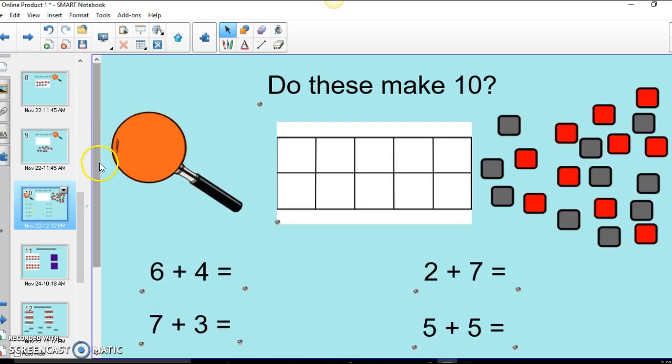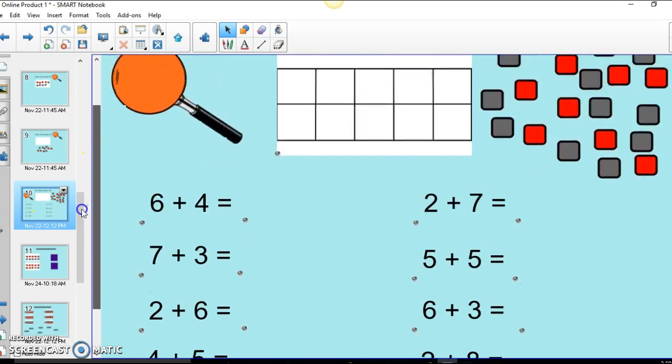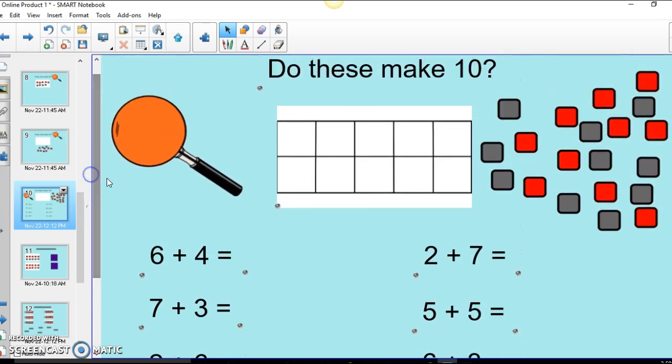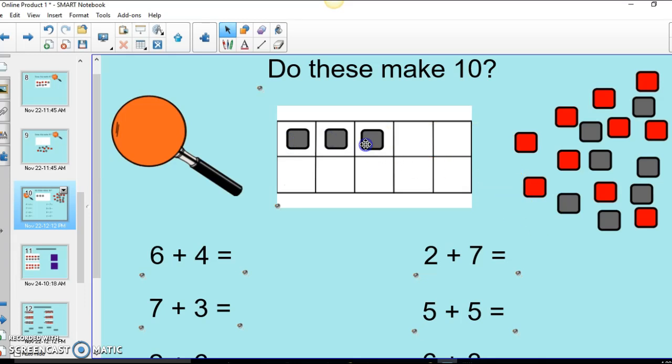Now this is a page that the students can do on their own if they have their own laptops. They can do each of the problems, just take the first one, 6 plus 4. So what the students would do is they would take 6 gray blocks and then 4 red ones.